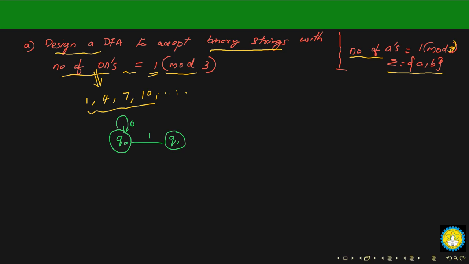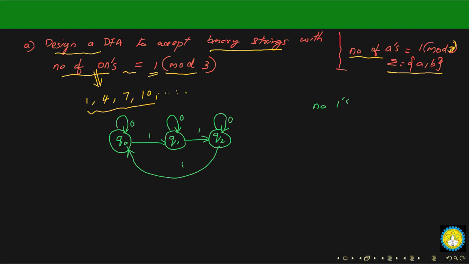If you are seeing a 1, you can go to Q1, and from Q1, if you see again a 1, you can go to Q2, right? If you see a 0 at Q1, you can stay there because we are not interested in counting zeros. Again, if you are seeing a 0 in Q2, you stay there because we are interested in counting the number of ones. Now if you see a 1 from Q2, you can come back to Q0, so that when you come back to Q0, it means that you have seen 3 ones, right? If you are again at Q1, it means you have seen 4 ones. In the next rotation, if you again come back to Q1, it means that you have seen 7 ones. Similarly, if this rotation continues, it means that you have seen 10 ones, right?